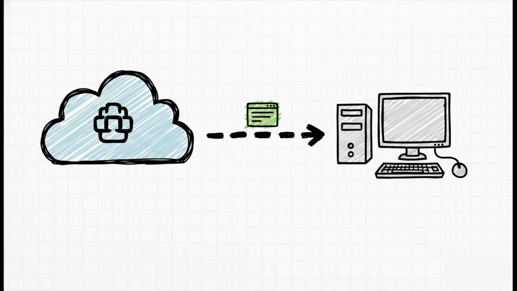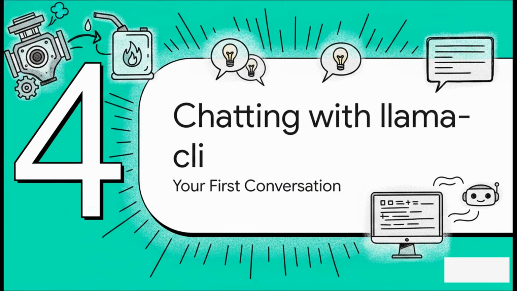Now, I know what you're thinking. That sounds complicated, but trust me, the team has made this so easy. You don't have to manually convert a thing. There's a built-in tool that lets you download a compatible GGUF model directly from the Hugging Face hub. You literally just point it at the model you want, and it handles everything: the download, the conversion, all in one single command.